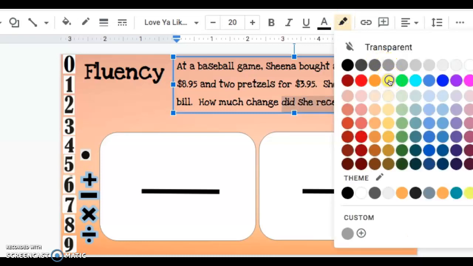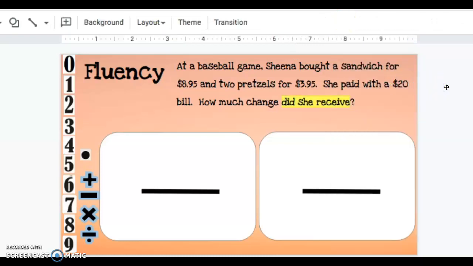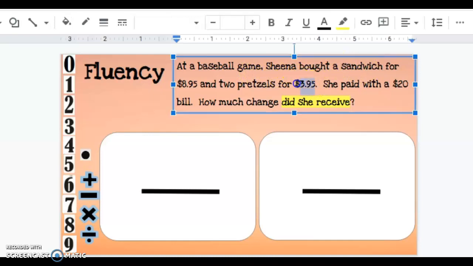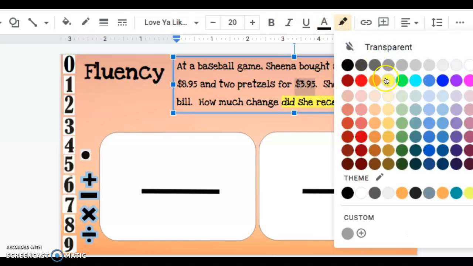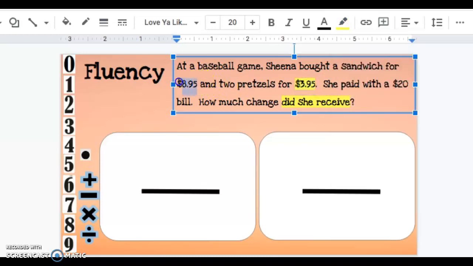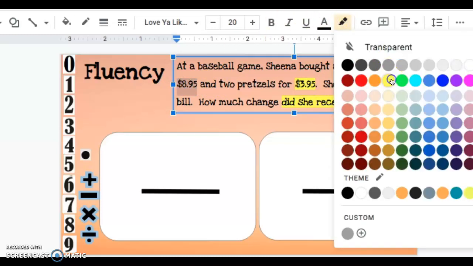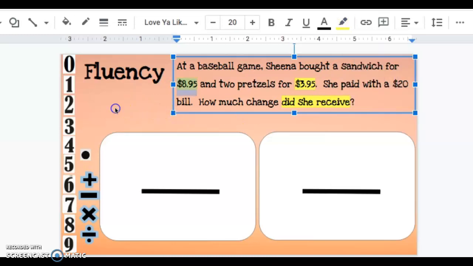Change that she's going to receive back from the cashier when she bought all these items. So the way I like to solve these types of problems is put myself into their shoes, or put myself into the problem. If I were to go to a baseball game and buy a sandwich and two pretzels, I have to figure out how much money I need to be able to buy those. So to buy these two items for $3.95 and $8.95, I need to add those two up together in order to know how much money I need in order to pay for those items.